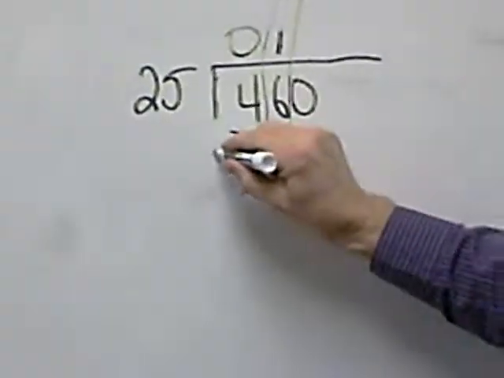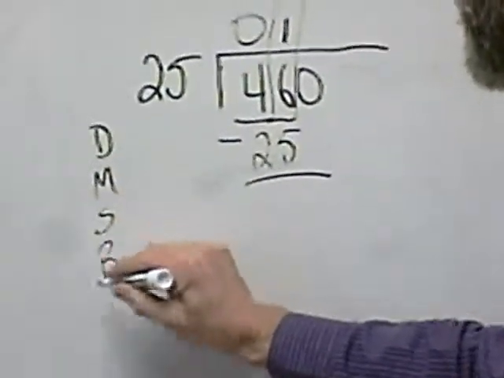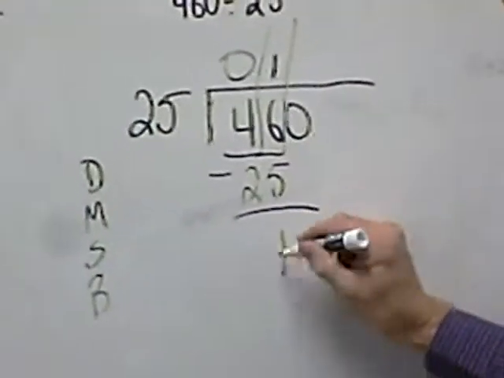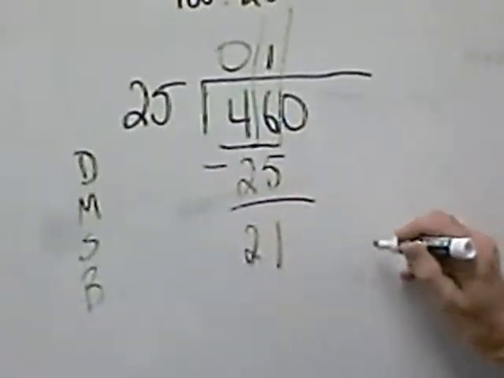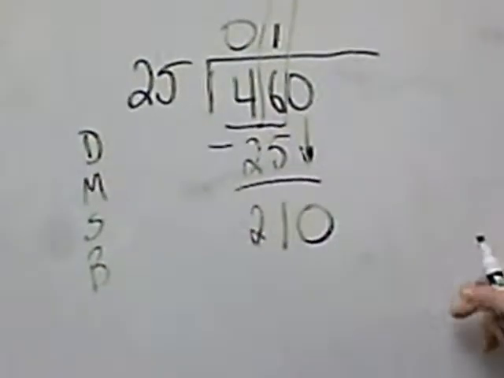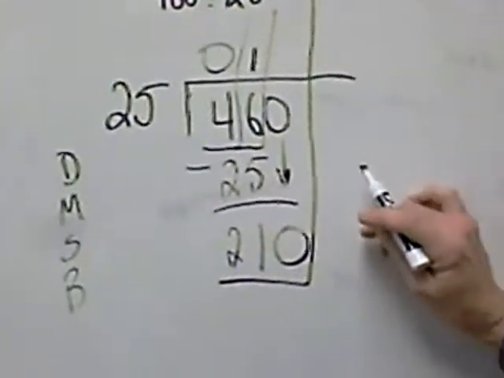is 25. Now subtract. Again, it's my divide, multiply, subtract, bring down. 46 minus 25. 6 minus 5 is 1. 4 minus 2 is 2. And now I bring down my 0. So how many times does 25 go into 210?